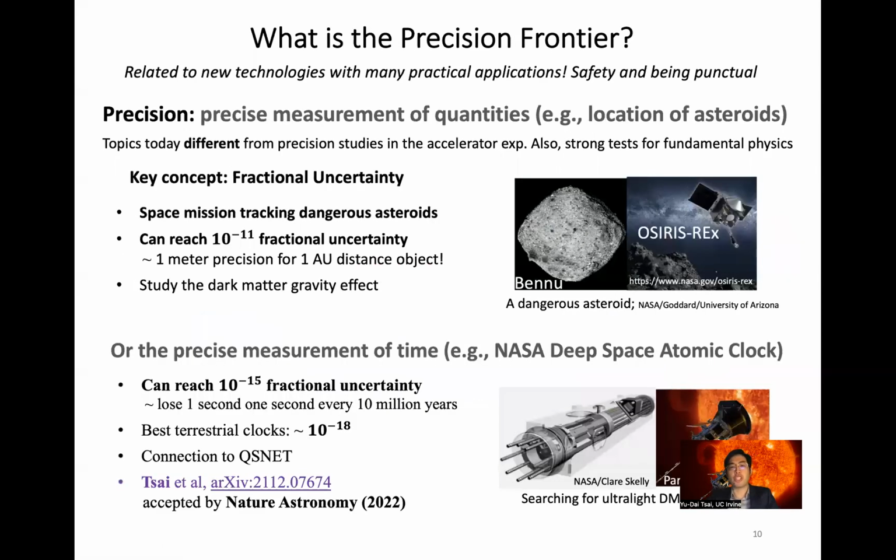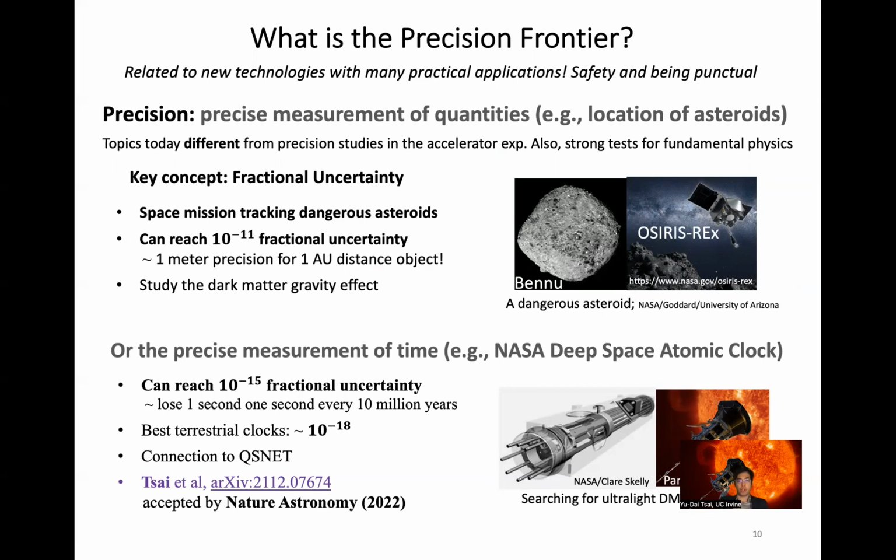And how about the precision frontier? Precision frontier means that you want to do a precise measurement of quantities. For example, asteroids are very dangerous, so you really need to track them very precisely. So there are space missions tracking dangerous asteroids. And you can also reach 10 to the minus 20, minus 11 fractional uncertainty.